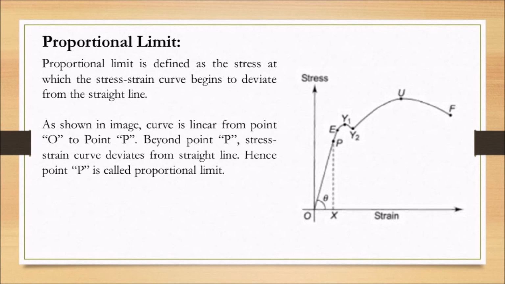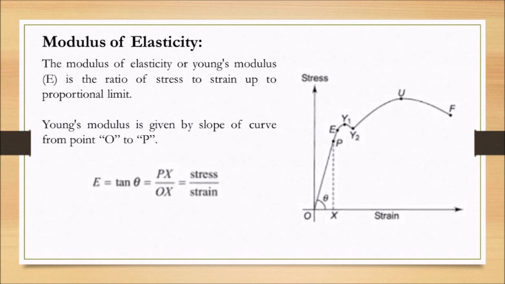As discussed earlier, stress and strain will be linear till point P, which is the proportionality limit, and then it will deviate. The stress at point P is called the proportional limit. Next one is modulus of elasticity, also called Young's modulus. It is the ratio of stress to strain up to the proportional limit. We discussed this proportional limit just before discussing this modulus of elasticity.